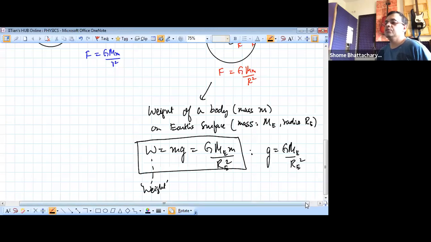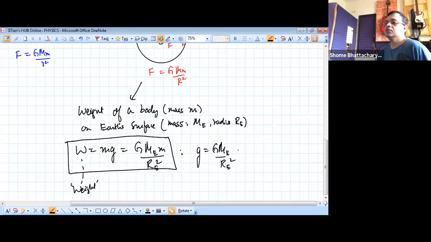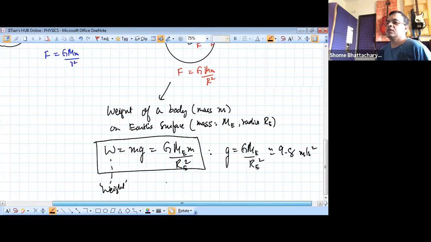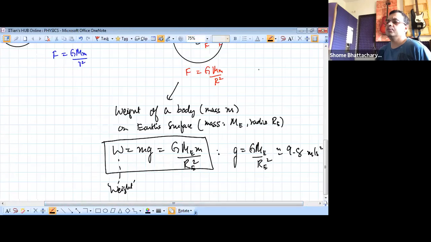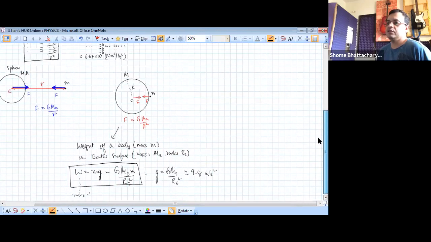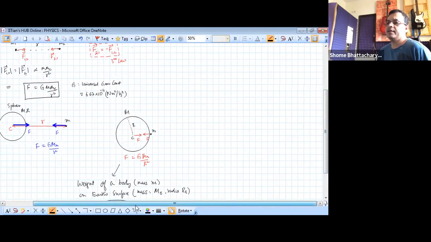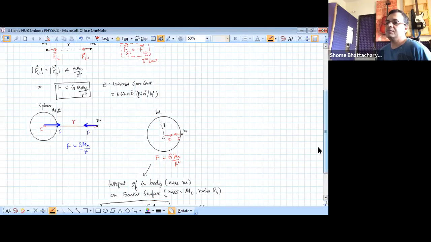And when we substitute the approximate values of mass of Earth and radius of the Earth in this, we get approximately 9.8 meters per second square. So as I told you, as of now, this is general information. You don't have to really memorize this information. This will become significant in the chapter of gravitation, where of course you'll have to remember all these formulae, this concept.